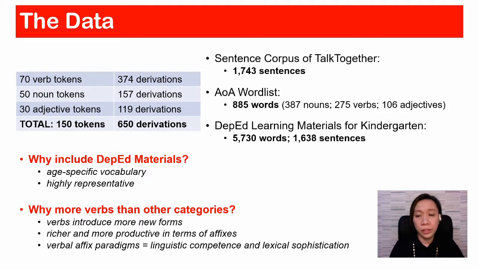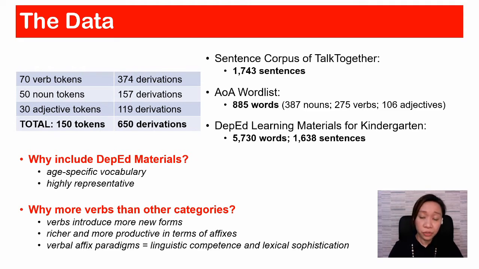Now, we included the Department of Education learning materials for kindergarten in selecting the 150 common word roots along with the age of acquisition word list, since these materials include vocabulary expected to be learned by and intended to be taught to children, and is also highly representative, meaning it's accessible and of wider circulation throughout the country.